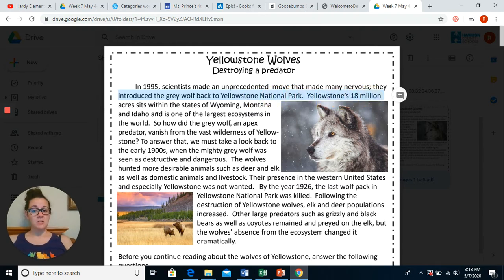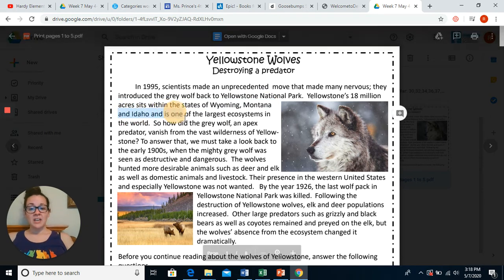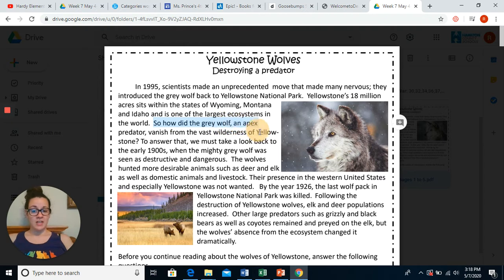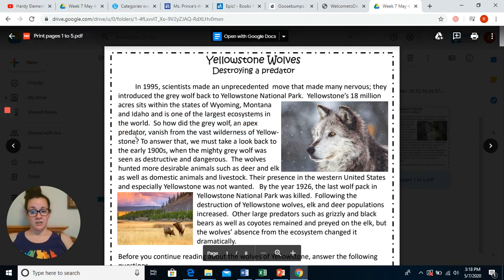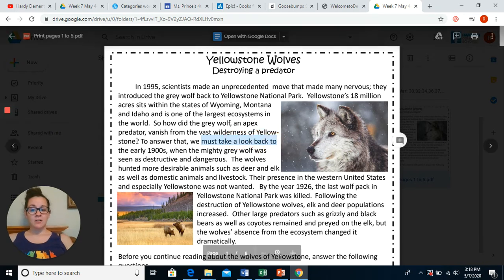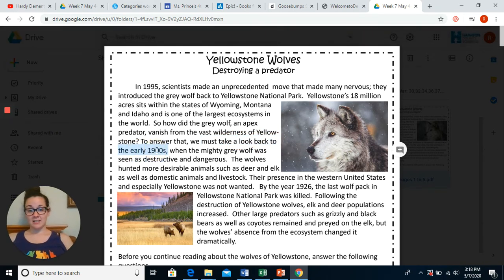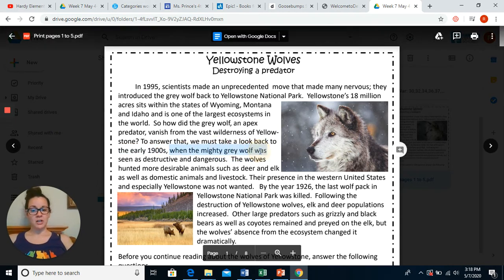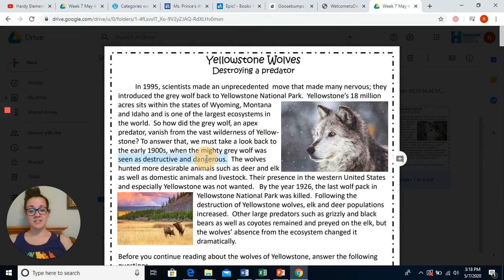Yellowstone's 18 million acres sits within the states of Wyoming, Montana, and Idaho, and is one of the largest ecosystems in the world. So how did the gray wolf, an apex predator, vanish from the vast wilderness of Yellowstone? To answer that, we must take a look back to the early 1900s. That's over 100 years ago, when the mighty gray wolf was seen as destructive and dangerous.